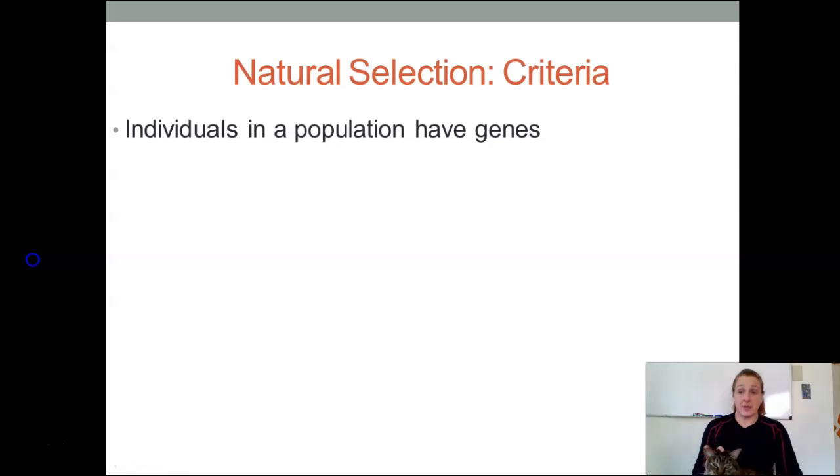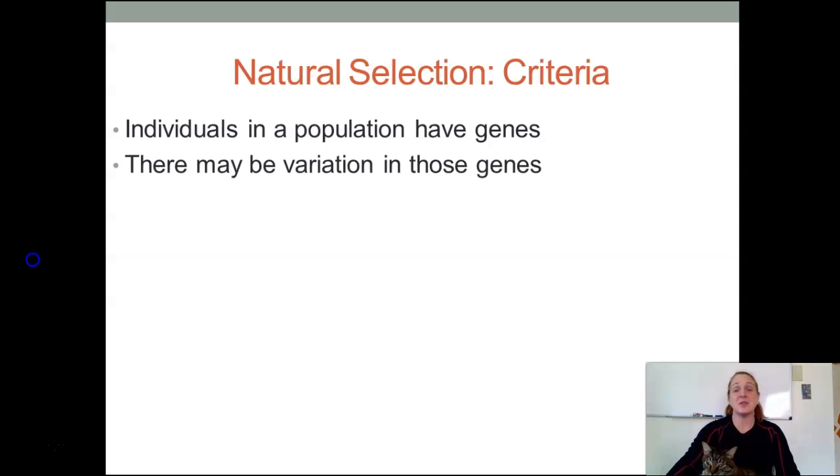So, for natural selection, it is important that you understand these criteria. The first criterion or underlying assumption for the concept of natural selection is that individuals in a population have genes. Now, there's going to be some variation in those genes. If we look back at our genetics unit, doing all those Punnett squares was really about looking at the variation that exists and then calculating the probability that those specific traits would get passed on to the next generation.